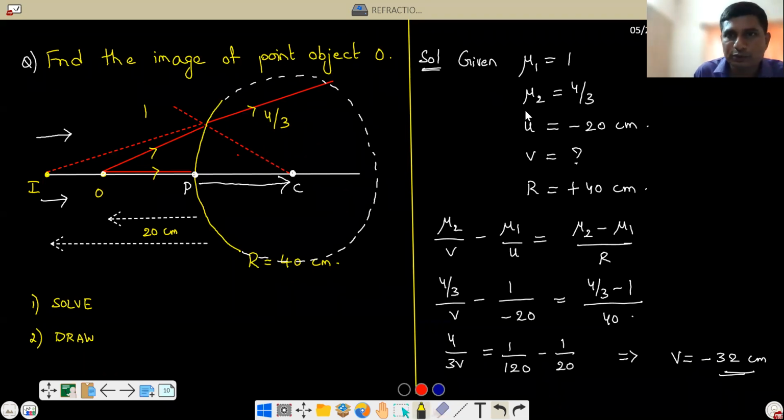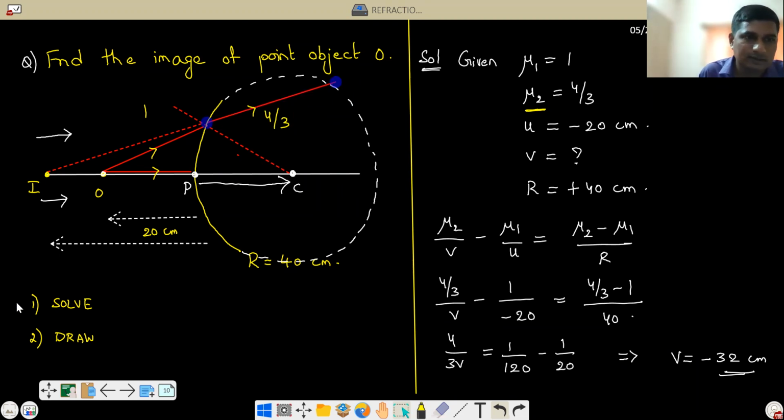Please see here, mu2 is the medium in which the refracted ray is present. So now the image is here. Why? Because the ray is getting diverged. It's going from rarer medium to denser medium, so it will go away from the normal. Suppose if this ray were to go like this, then it would meet here, and you'd get the image here. But since the ray is getting diverged here, how to know whether the ray is diverged or not?